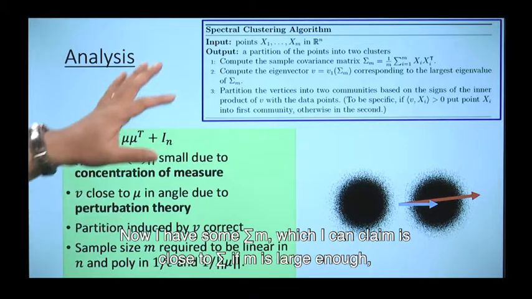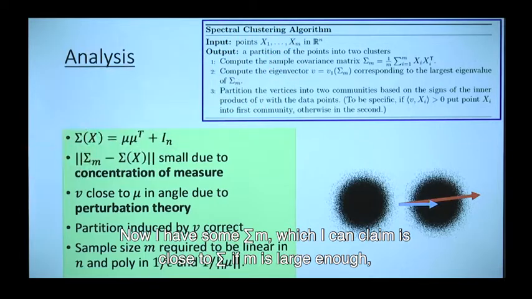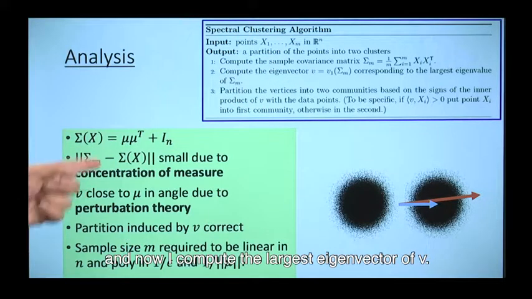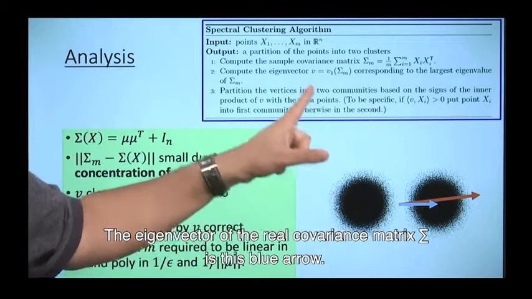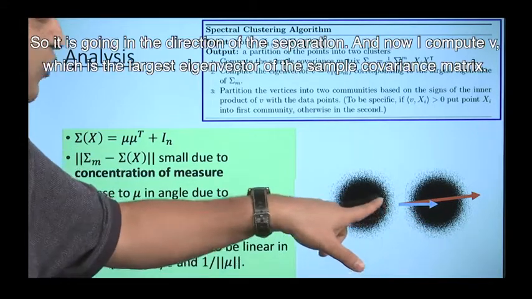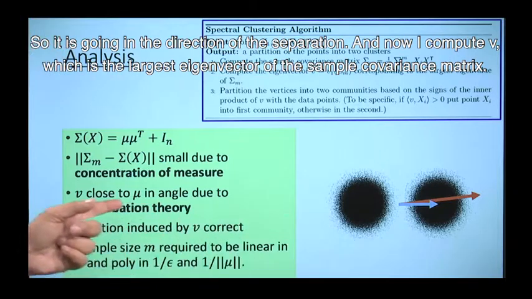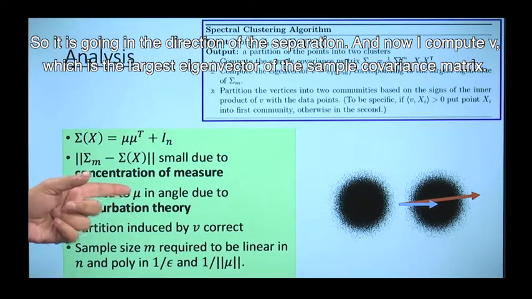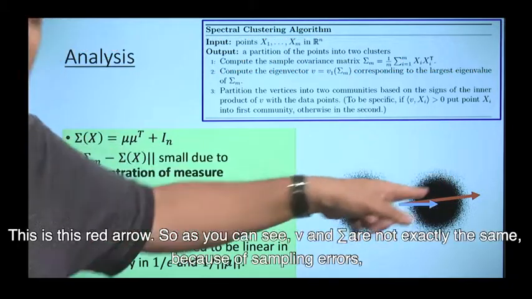So, now I have some sigma m which I can claim is close to sigma if m is large enough, and now I compute the largest eigenvector of V. So, the eigenvector of the real covariance matrix sigma is this blue arrow. It is going in the direction of the separation, right, and now I compute V, which is the largest eigenvector of the sample covariance matrix. This is this red arrow.